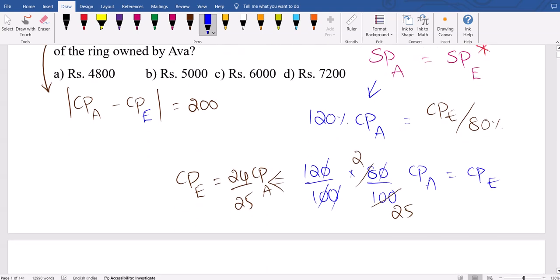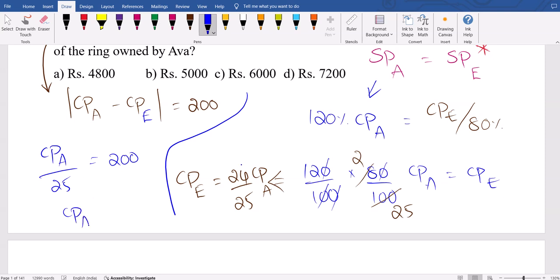Right, so now substitute that CP is 24 by 25. Difference 1 minus 24 by 25 means 1 by 25. So CP of A divided by 25 is 200. So cost price of A will be equal to 25 into 200, which is nothing but 5,000. So guys, option B is the answer, 5,000. That is the answer if they ask the cost price of A.